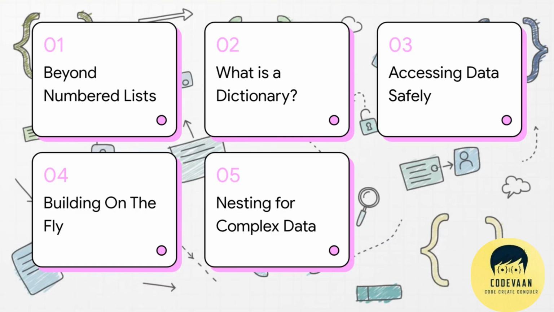So, here's what we're going to cover. First, we'll talk about why numbered lists just don't always cut it. Then, we'll meet the hero of the day, the dictionary. We'll look at how to pull data out of them without breaking things, how to build them as you go, and finally, we'll get into the really cool stuff, nesting them to handle some seriously complex data.